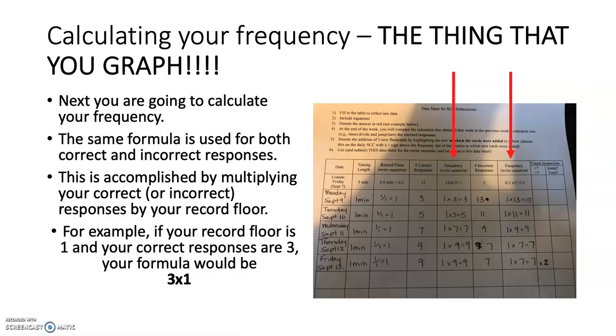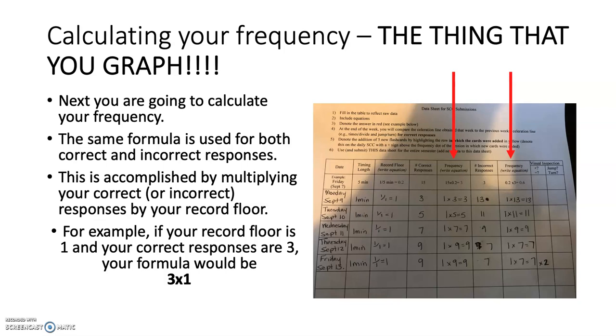Next, you're going to calculate your frequency. You will use the same formula for both the correct and incorrect responses. The formula for the frequency is the total number of correct or incorrect responses multiplied by the record floor. For example, if your record floor is 1 and the number of correct responses is 3, your formula would be 3 times 1 and your incorrect responses would be 1 times 13. It's important to remember that this is the number you're going to put in the graph.